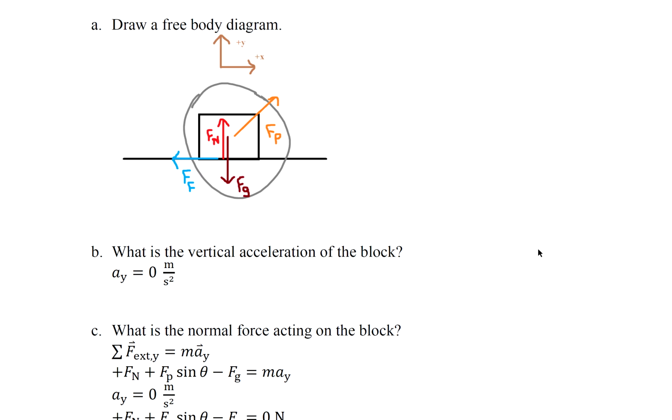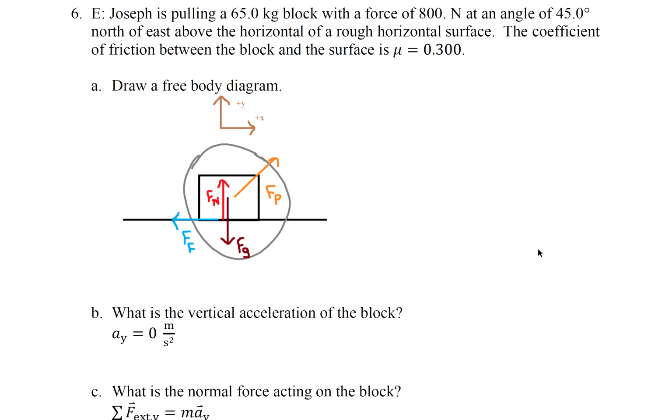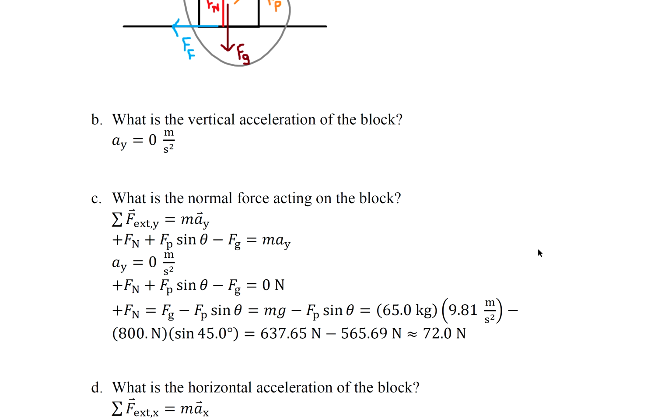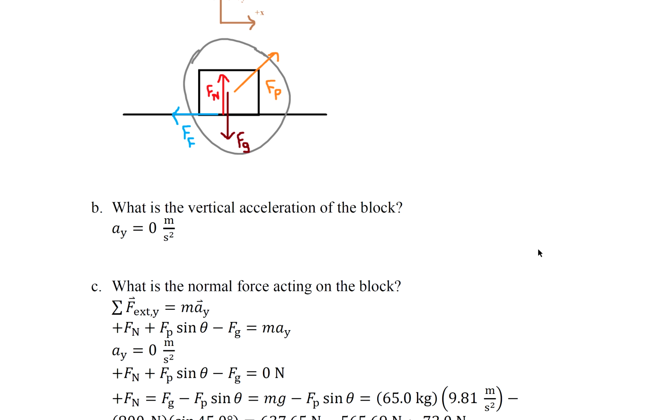Part B, what is the vertical acceleration of the block? It's 0 because the block is not jumping up and down. Part C, what is the normal force acting on the block? We're going to use the equation sigma F sub y equals ma sub y. A sub y is 0 since it's not jumping up and down.